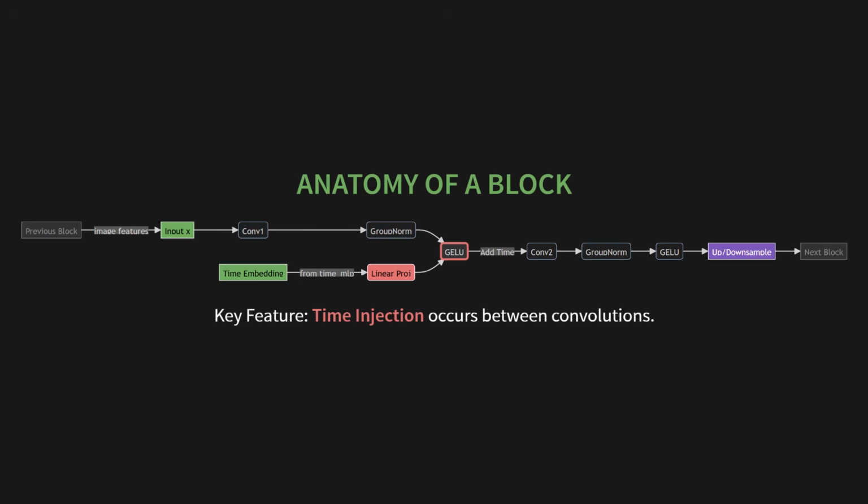The image features from the previous block come in as input X. They go through a convolution, a group norm, and a GELU activation. But in parallel, the time embedding comes in. It gets projected by a linear layer, and then, here's the key part, it gets added to the image features. This is the time injection. It happens right between the 2 main convolutions. After that, the combined result goes through a second convolution stack, and then finally an up or downsampling transform before heading to the next block. Let's check out the code that sets this up.